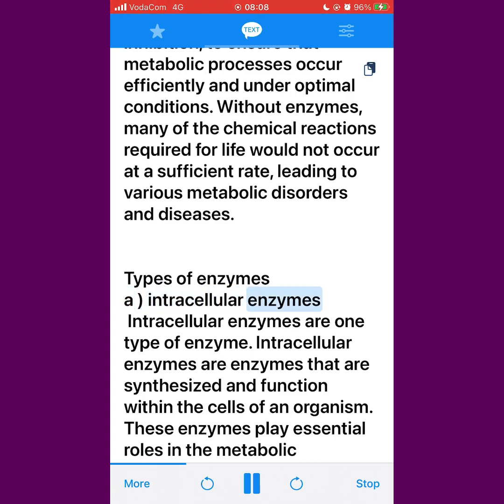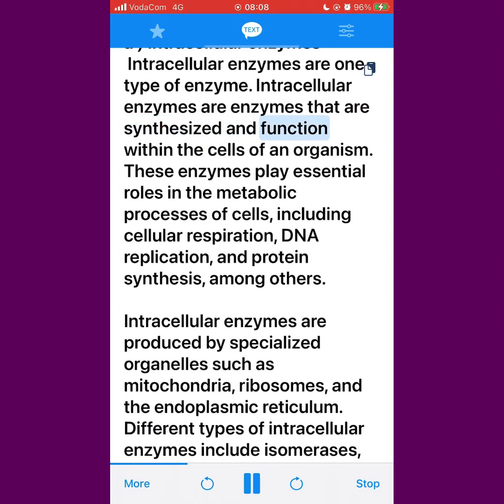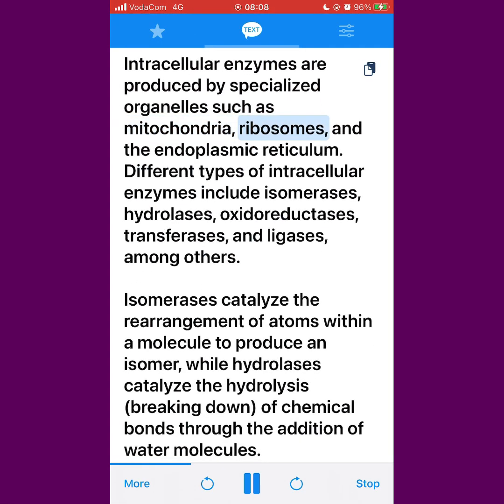Intracellular enzymes. Intracellular enzymes are one type of enzyme. Intracellular enzymes are enzymes that are synthesized and function within the cells of an organism. These enzymes play essential roles in the metabolic processes of cells, including cellular respiration, DNA replication, and protein synthesis, among others. Intracellular enzymes are produced by specialized organelles such as mitochondria, ribosomes, and the endoplasmic reticulum.